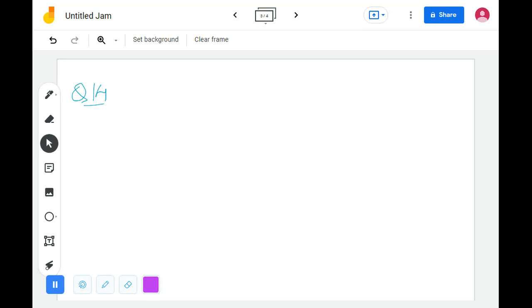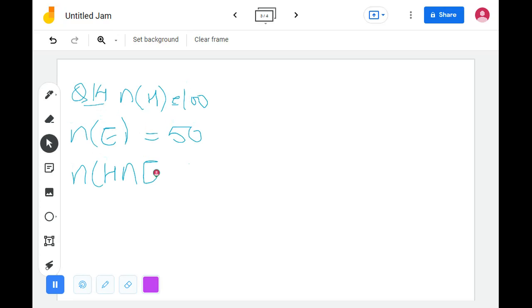So what is given in the question is students who know Hindi. How many students know Hindi? That is, I guess, 100, right? Yeah. Now how many know English? That is 50. And how many know both? That is 25. Now what do we have to find? We have to find the union, Hindi union English. That's what we have to find.